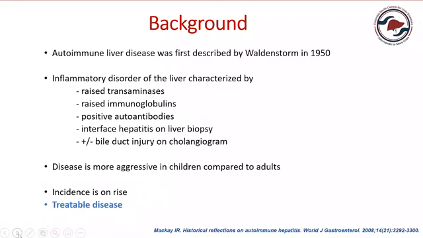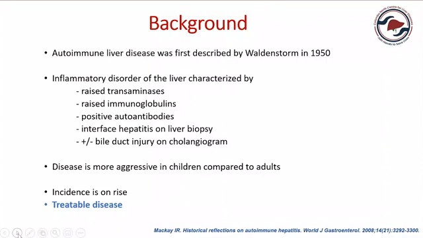The incidence of autoimmune liver disease is actually on the rise. Nowadays, we do not see much infectious hepatitis, viral hepatitis. Instead of that, we see more autoimmunity and acquired liver diseases, like non-alcoholic fatty liver disease. So with this transition of the disorders, the incidence is on the rise.